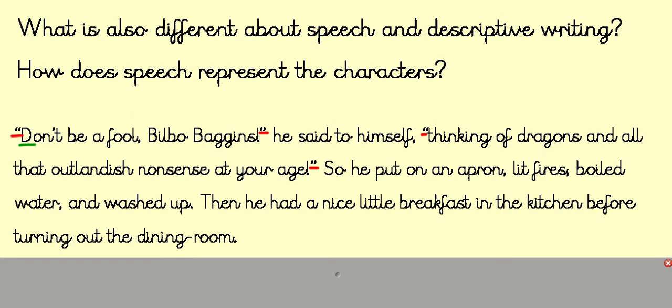Our fourth rule, I'm going to underline this one in blue, is there's always a comma, exclamation mark, or question mark at the end of our speech. Here we can see they've used an exclamation mark to signal the end of the speech. So "Don't be a fool, Bilbo Baggins!" and there we go. We can see that exclamation mark at the end of the speech here.